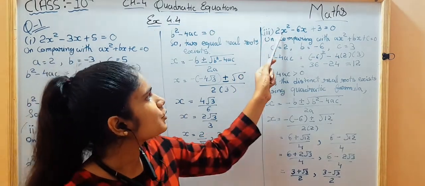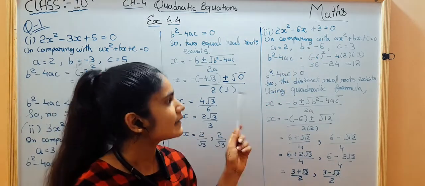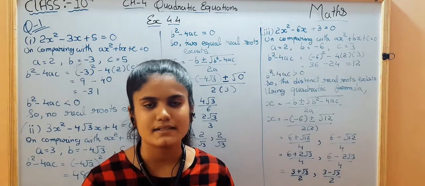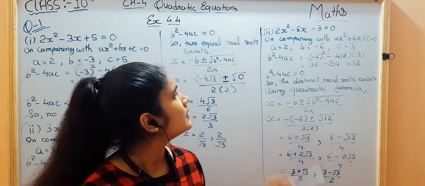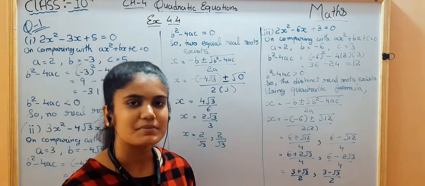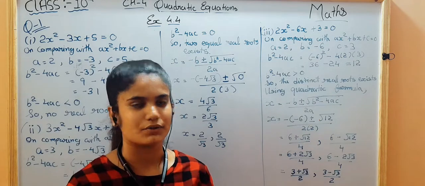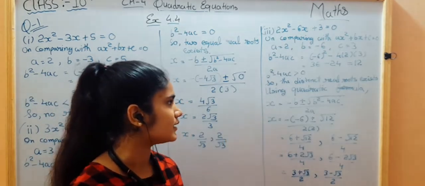In number 3, 2x square minus 6x plus 3 is equals to 0. And comparing this equation with ax square plus bx plus c is equals to 0, we get the values of a, b and c. Putting this value in the equation b square minus 4ac, we get the answer 12, which is greater than 0. So two distinct real roots exist here.